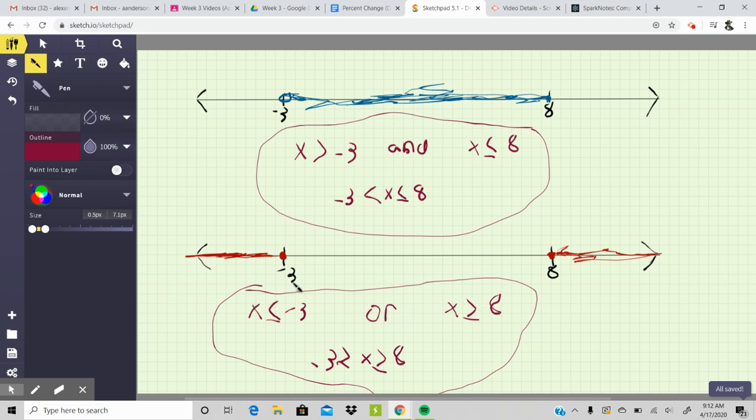But you don't have to write both. I just want one or the other. Okay? I was just showing you two ways to write it.